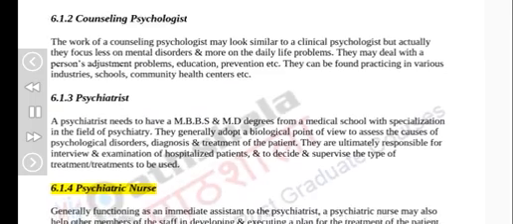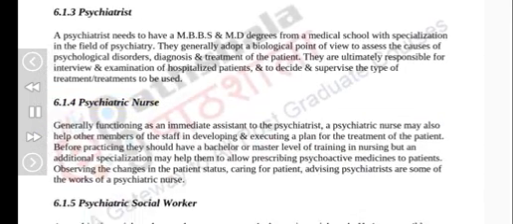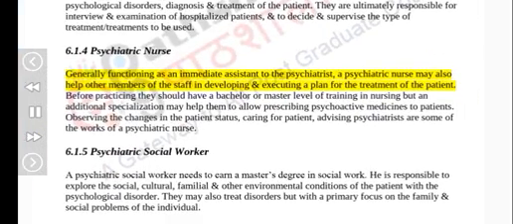6.1.4 Psychiatric nurse. Generally functioning as an immediate assistant to the psychiatrist, a psychiatric nurse may also help other members of the staff in developing and executing a plan for the treatment of the patient. Before practicing, they should have a bachelor or master level of training in nursing, but an additional specialization may help them to allow prescribing psychoactive medicines to patients.